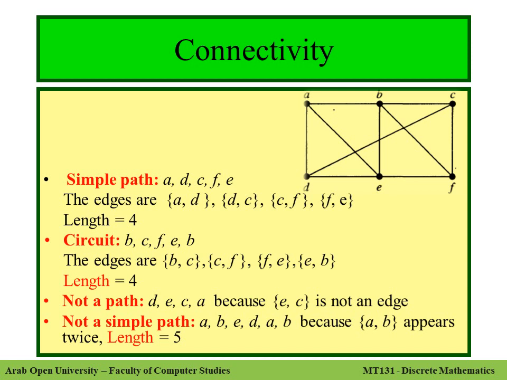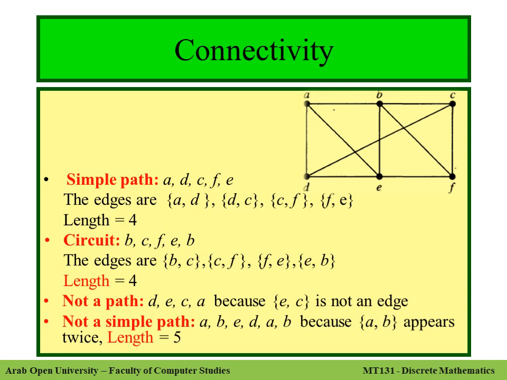Here is a circuit starting with B, from B to C, from C to F, from F to E, and then from E back to B. So this is a path that starts and ends at the same place, so it's a circuit. Of course we used 4 edges, so it's a circuit of length 4. Not a path, an example of a sequence of vertices that do not represent a path is D, E, C, A, because there is no edge from E to C. Since EC is not an edge, this is not a path.